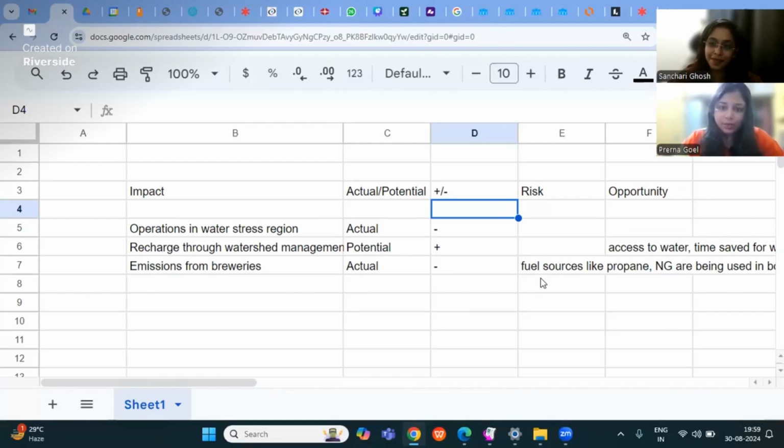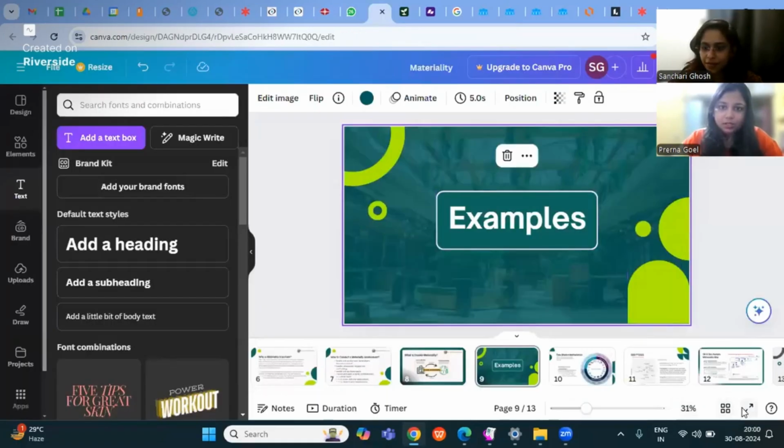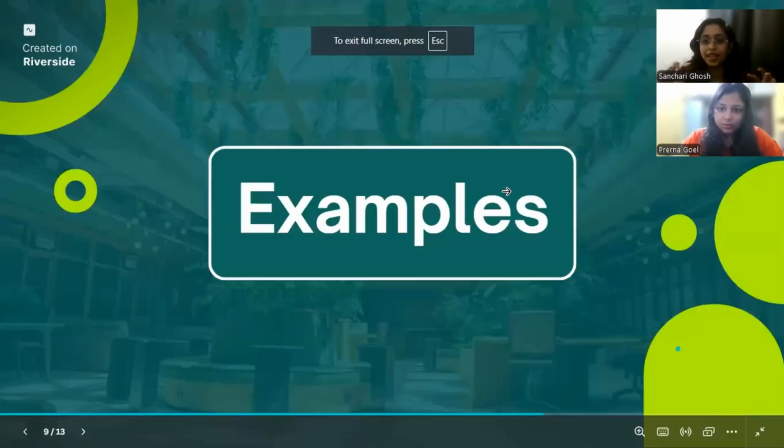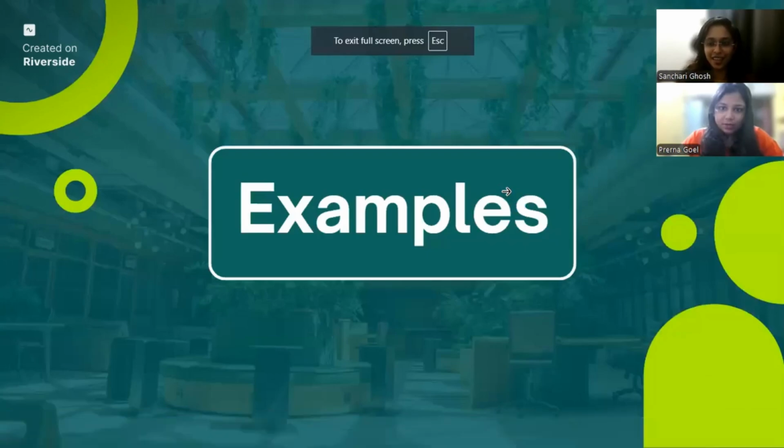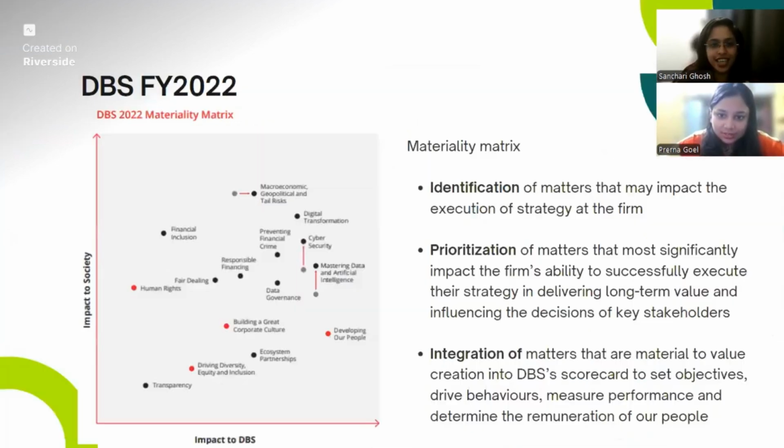Now, when we make a materiality matrix for double materiality, how do we make it? How do we process the double materiality? Let me show this to you through an example. So we had discussed testing in Netherlands, how they had grouped their stakeholders. We'll take a bank this time, DBS. They were one of the first banks who started doing materiality assessment.